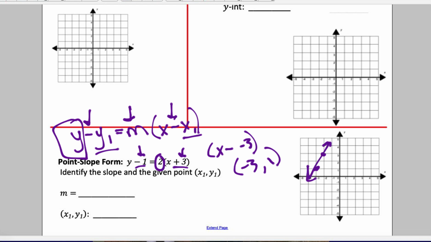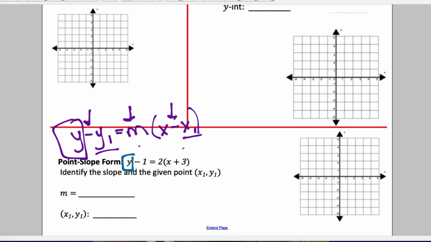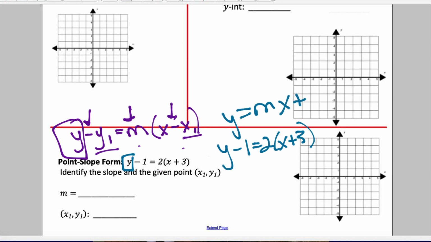But again, that's not necessarily the way that I want to teach it. So if that doesn't make sense or you're not comfortable with point slope form, that's absolutely fine. Don't worry about it. My advice to you guys is just to get y by itself, right? So if I have y minus 1 equals 2 times x plus 3, I want it to look like y equals mx plus b. I want it to look like that form we just worked with.